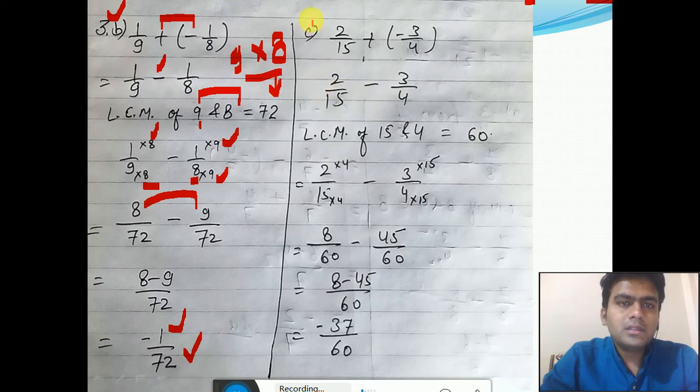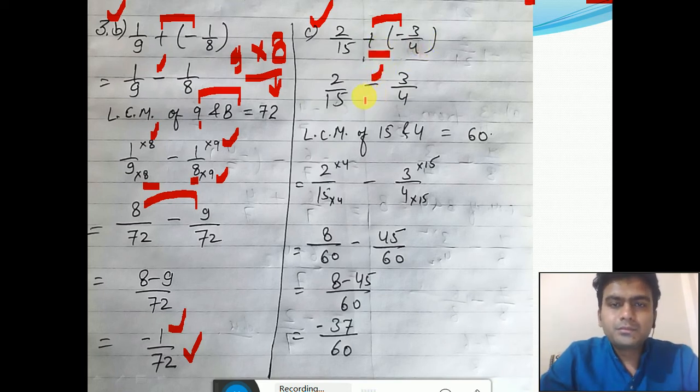Next, this is the C question of the third. 2 upon 15 plus minus 3 upon 4. Here also there is a bracket between the plus and minus, so we will open the bracket and multiply the sign. So plus into minus equals minus. Now see, the denominators are 15 and 4. Now there is no common factor between 15 and 4.